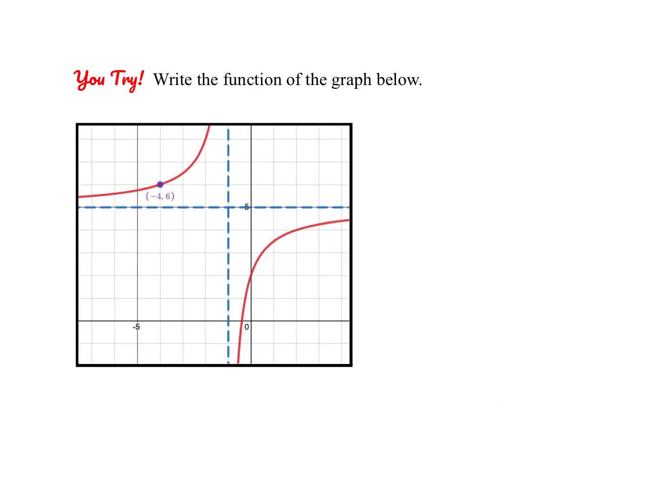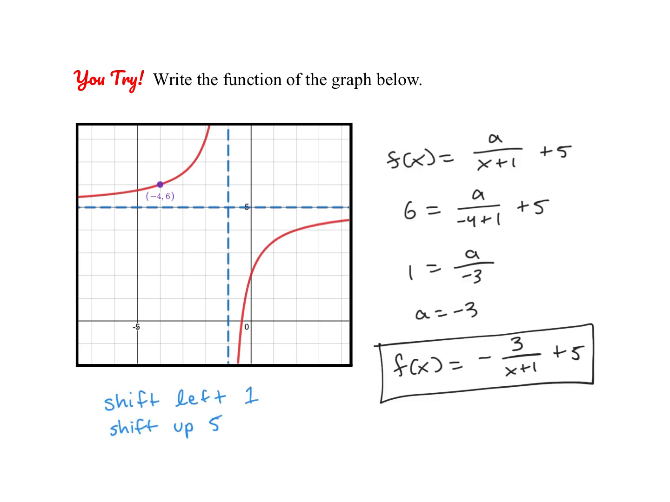All right, here's the last example for this video, so please pause it and give it a try, and you can hit play when you're ready to check your answer. All right, so go ahead and check your work here. You can see that our graph was shifted to the left 1 and then up 5, and then you can substitute this point that we know, (-4, 6), to help you find our a value, which was -3.